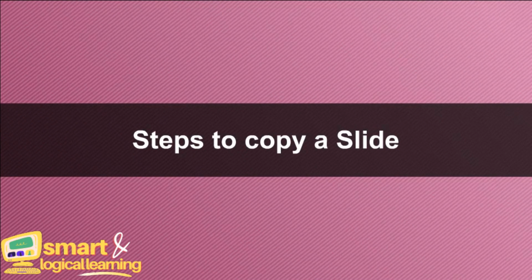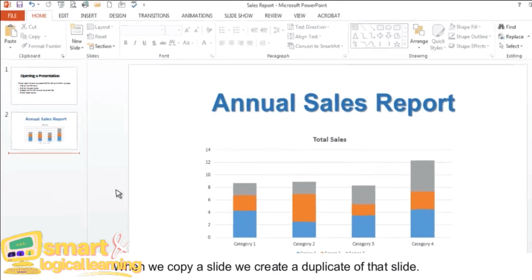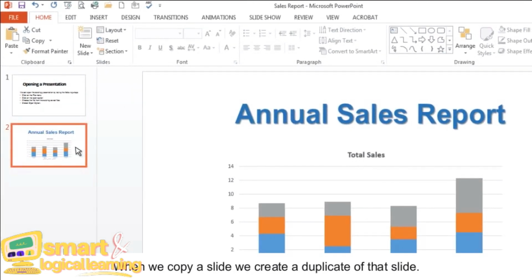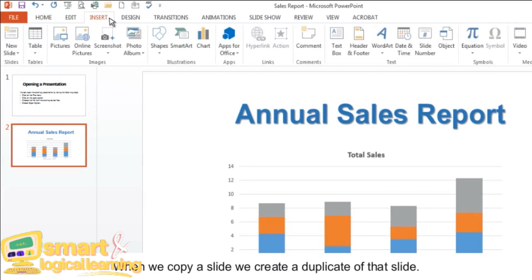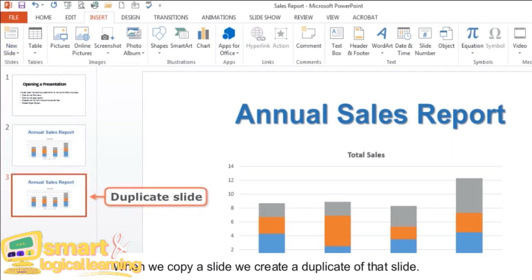Steps to copy a slide. When we copy a slide, we create a duplicate of that slide. Select the slide that you want to copy. Click on Insert menu. Choose Duplicate Slide option. A duplicate slide will be inserted in the presentation.